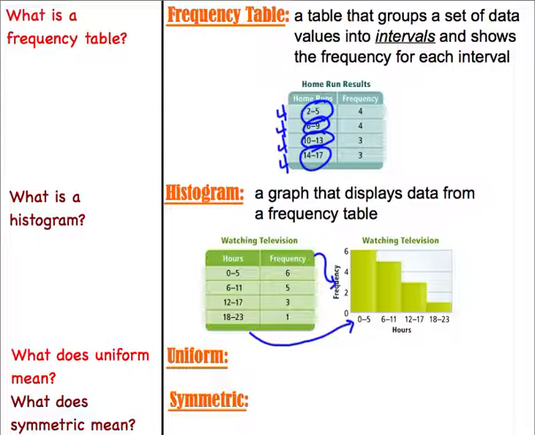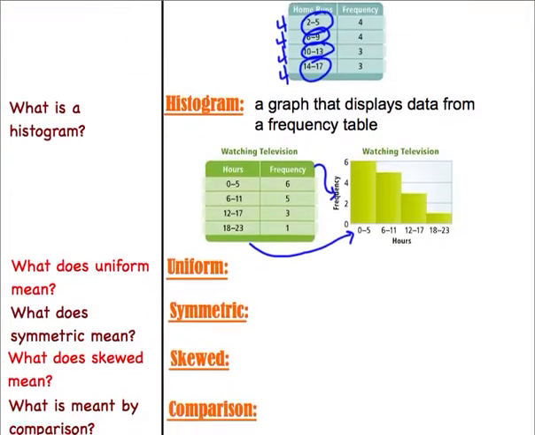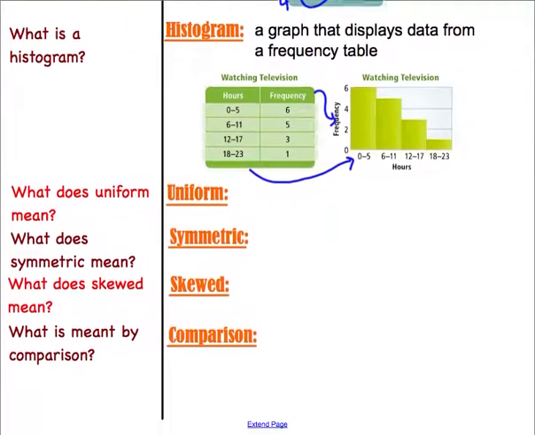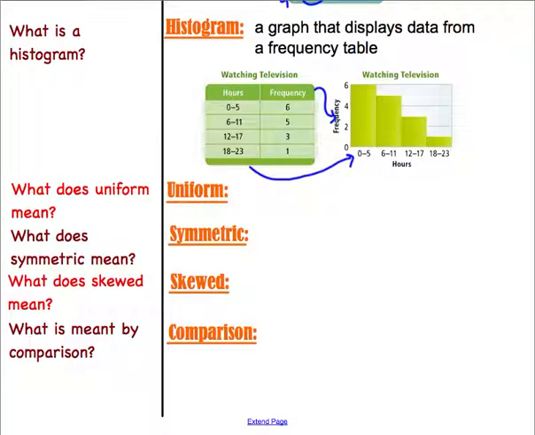Now, when we talk about histograms, we need to be able to identify the shape of the histogram. When we talk about the shape of the histogram, they are either uniform, symmetric, or skewed. Uniform means that the bars are all around the same height. Not exactly the same height, but relatively the same. So the data is uniformly spread over every interval.